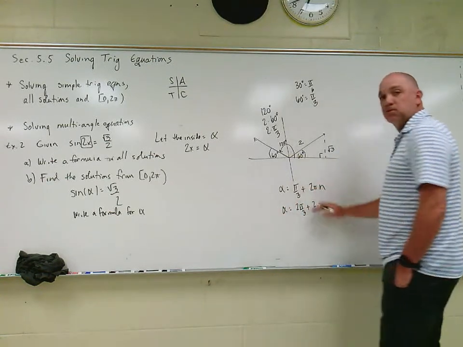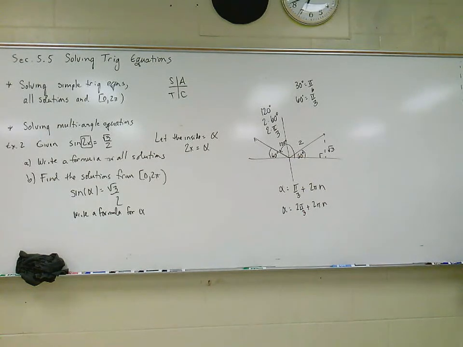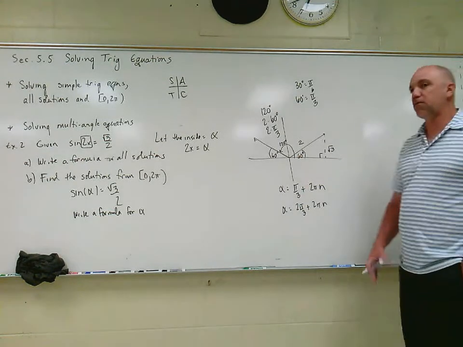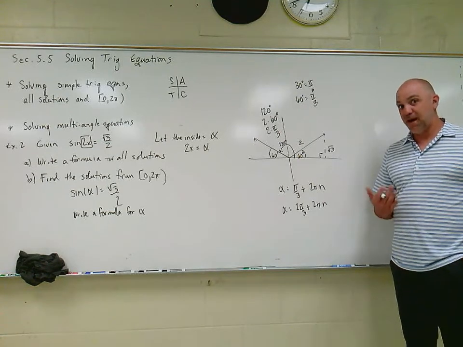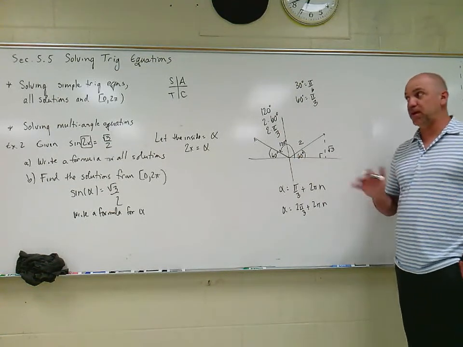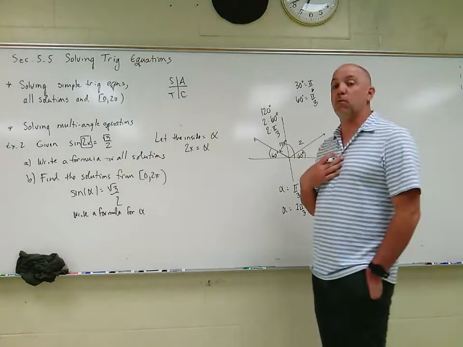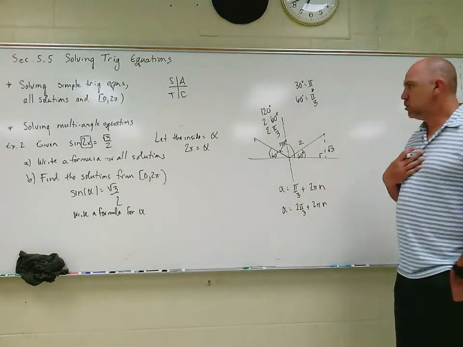Why am I putting the plus 2 pi n on the end? Yeah, we're getting all possible solutions. But we're not done. So here's where the multi-angles are tricky. It didn't say solve for alpha, it said solve for what? Solve for x. It's a 2x on the inside, but we have to figure out what x needs to be.